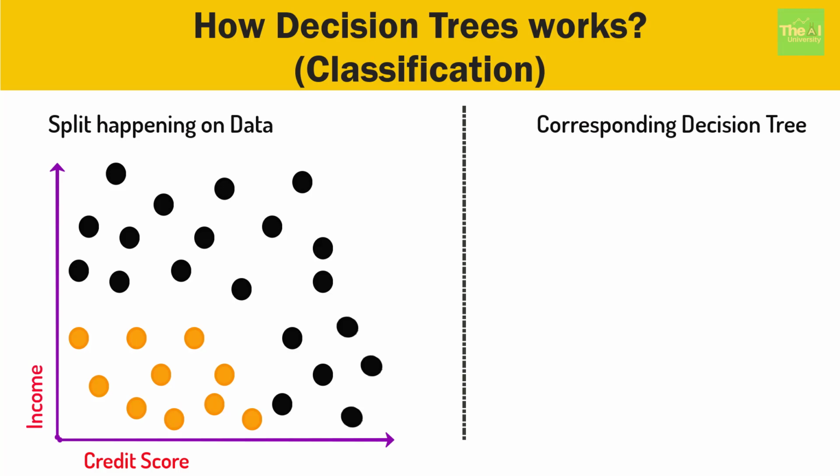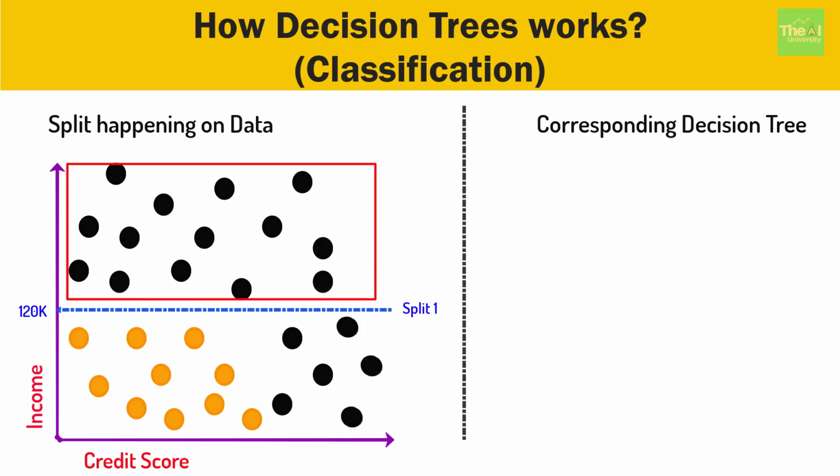So let's say the first split happens at income equals 120,000. If the income is greater than 120,000, then we will have one branch of the tree which is depicted by yes. And if the income is less than 120,000, then we will have another branch of the tree which is depicted by no, thereby dividing the data into two parts. This segment here represents a terminal node, and it depicts that if the person has income greater than or equal to 120,000, then his loan would be approved. All the observations or data points represented in black are approved cases. Let's move on to the right hand side.